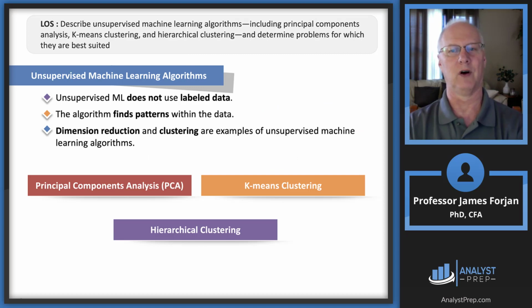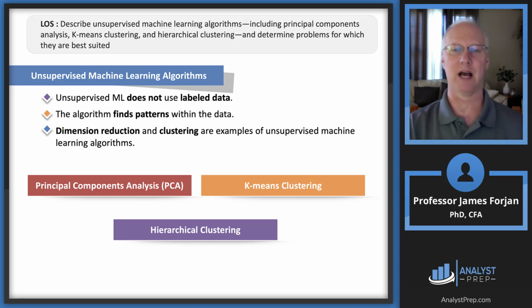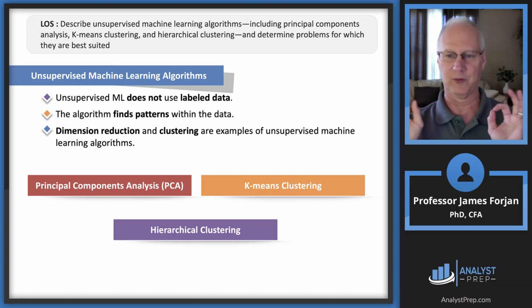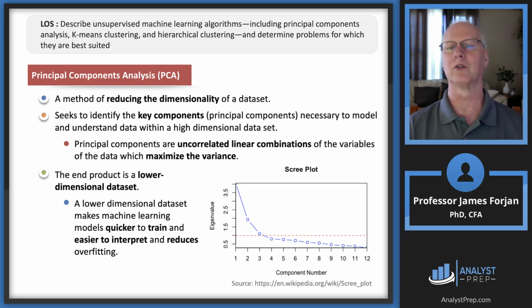All right, boy, that was a long discussion on supervised machine learning. So let's switch over to unsupervised machine learning. All right, so just a quick review here. It does not use labeled data, it tries to find patterns within the data. Now, we're going to piggyback on a couple of things that we did earlier. Remember, we did dimension reduction and clustering, but now we're going to address those specifically as unsupervised machine learning algorithms. So we're going to look at principal component analysis, k-means clustering, and hierarchical clustering.